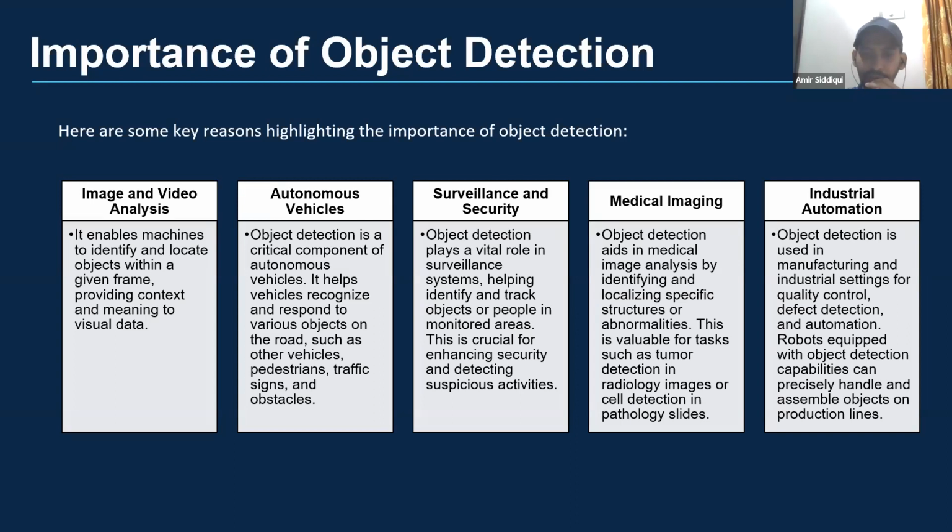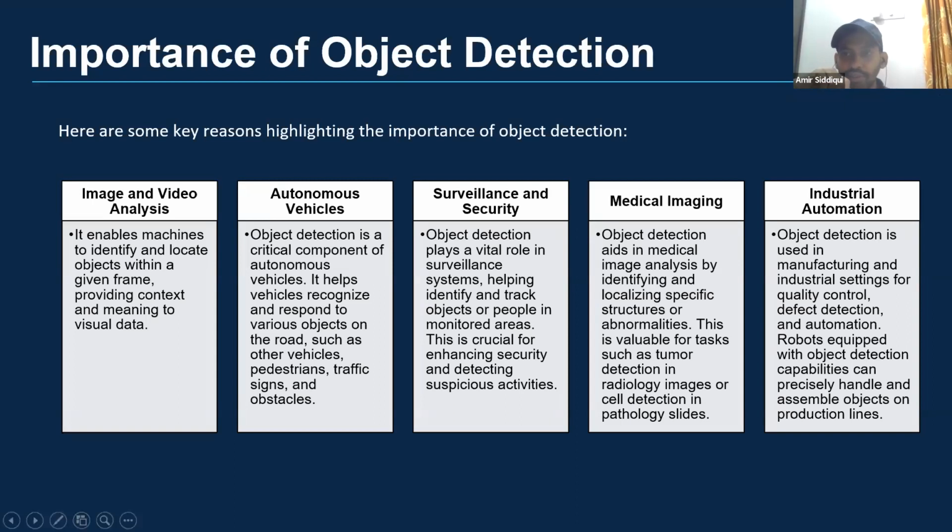Then the next one is medical imaging. There are various medical diseases that we cannot see with our eyes, because they are very small in structure. In that case, we can use this object detection technique. We can train our model on all those medical issues, and then use this model to detect whether, for example, a person has a tumor or not. So in the medical field also, it is very helpful. You can deploy this model and diagnose your patients.